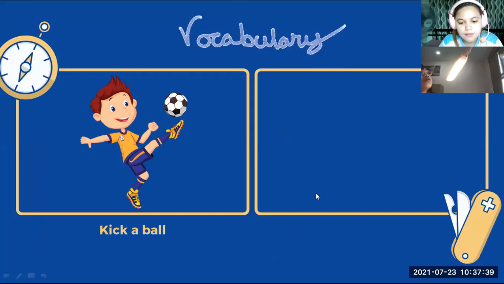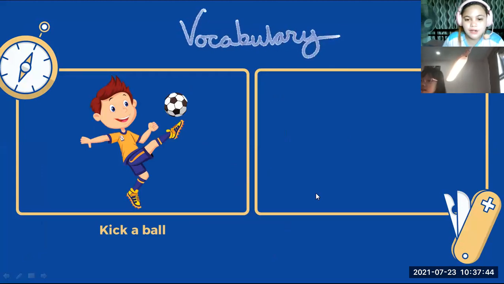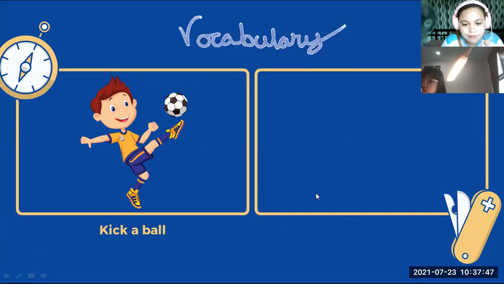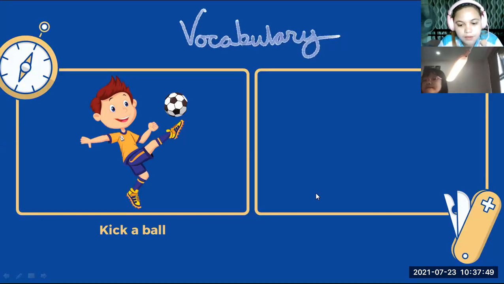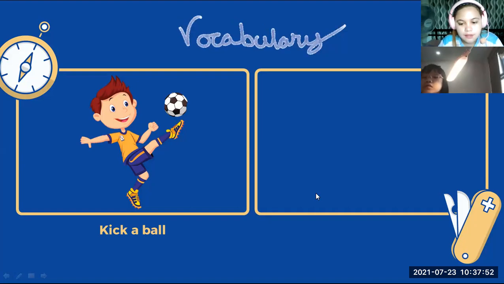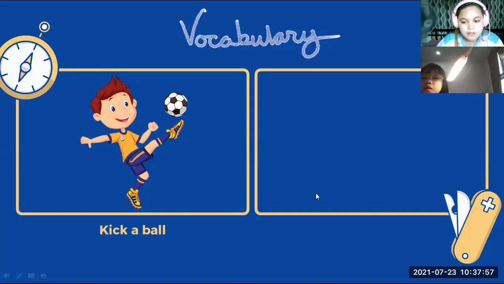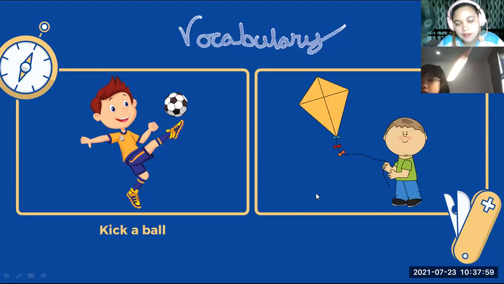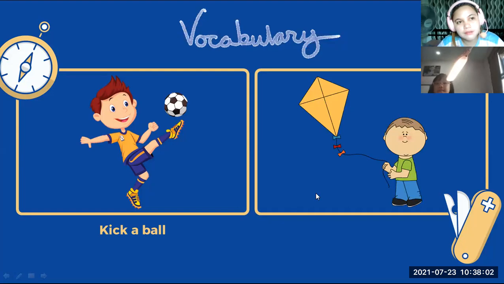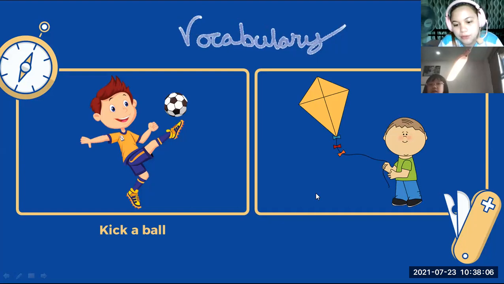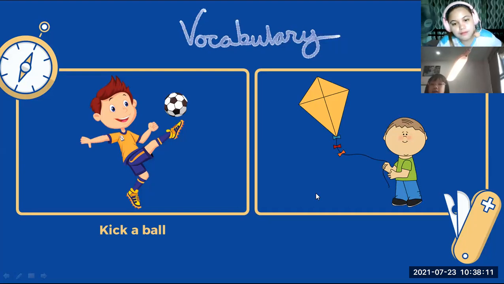I don't know. Okay, so aside from soccer, what else? Okay. Aside from soccer, I think that is the only sport that kicks a ball. Next one is, what is the boy doing here? Fly a kite. Okay, that's correct.